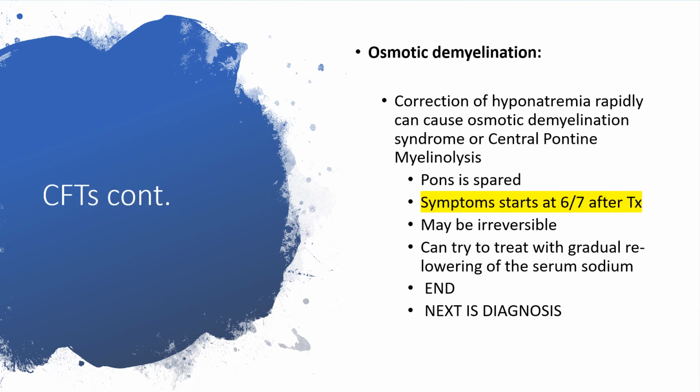Okay, before rounding up, as per this presentation today, I need to delve into osmotic demyelination. The correction of hyponatremia should be done slowly, but when someone inadvertently or deliberately rapidly corrects hyponatremia, then that can cause osmotic demyelination syndrome or central pontine myelinolysis, as formerly known. Pons will be spared here. But one interesting thing here is that the symptoms will start at 6 days after the treatment. In other words, you will not be the one to detect the symptoms right there that day. The patient might even have been discharged home, and then the family members will have to call 911 after some days. It may be irreversible, but you can try to treat with gradual lowering of the serum sodium.